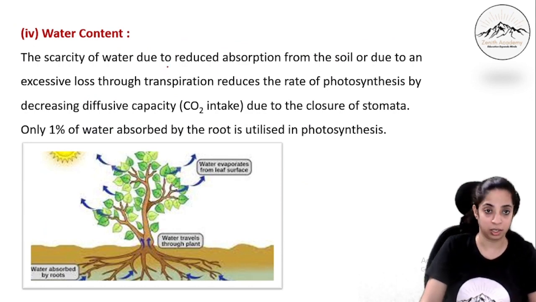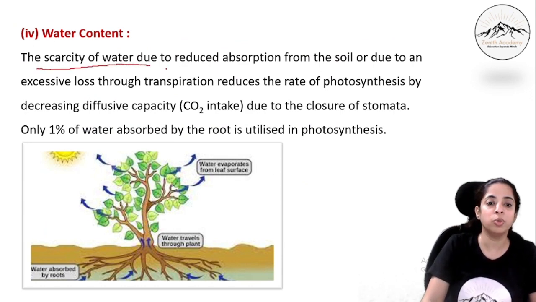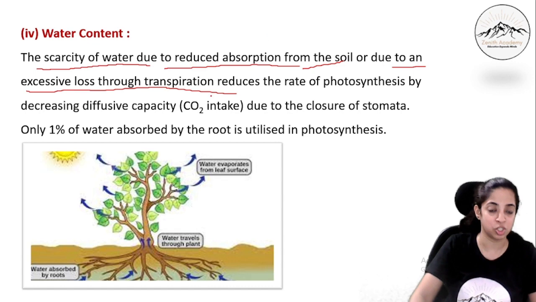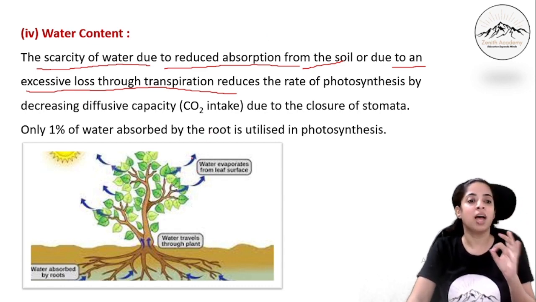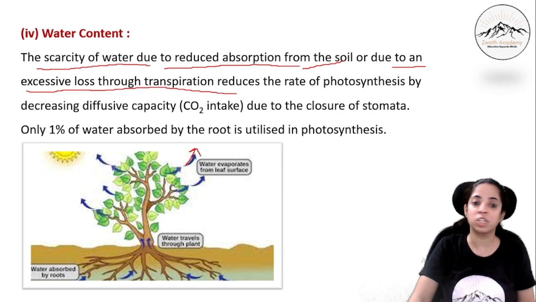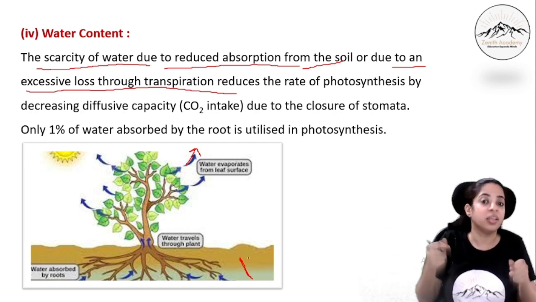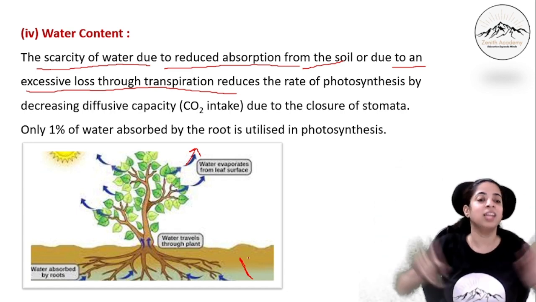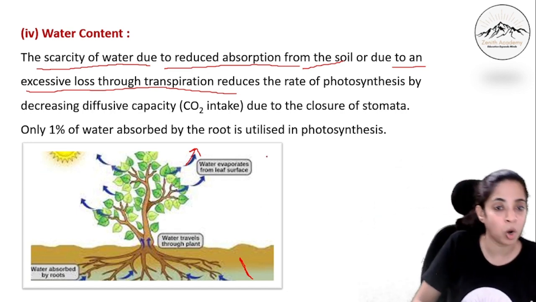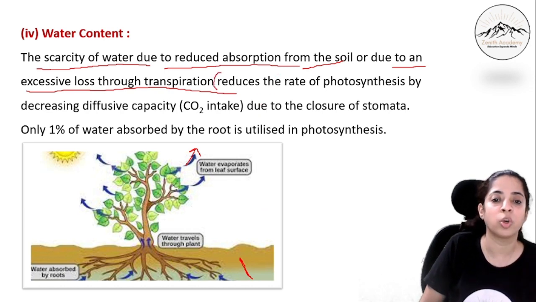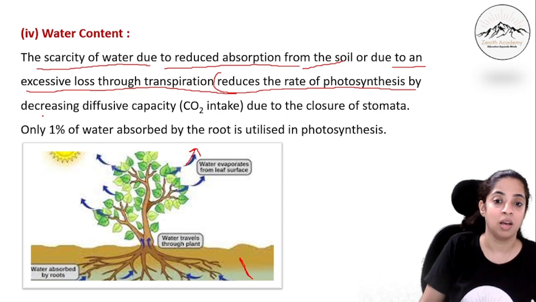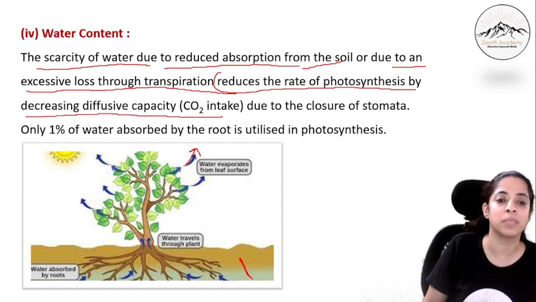Now the water content. The scarcity of water is due to reduced absorption from the soil or due to an excessive loss through transpiration. So how does a plant have a scarcity of water? Either the transpiration is more or the absorption from the soil through the roots is less. If it has absorbed less or transpired more, then there is a scarcity of water inside the plant body. And this scarcity of water reduces the rate of photosynthesis. Why? By decreasing the diffusive capacity, that is, the carbon dioxide intake itself will reduce.